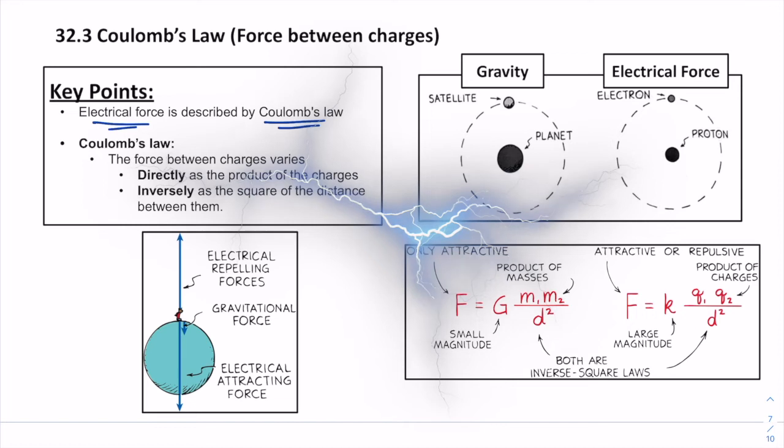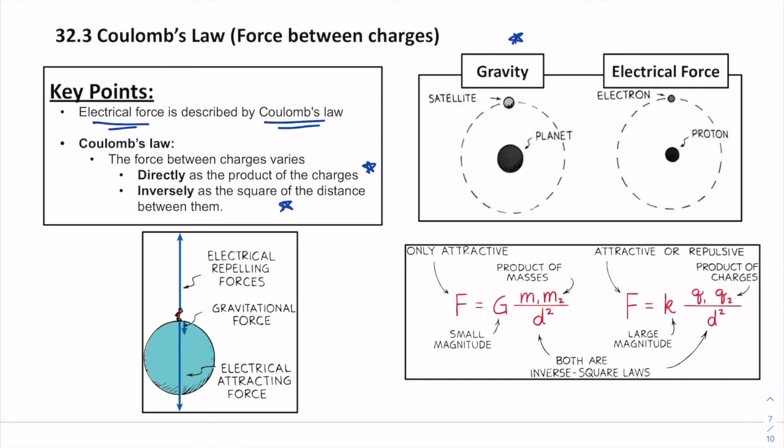In particular, Coulomb's Law states that the force between, say, positive and positive charges, or negative and positive, between any charges, varies directly as the product of the charges, and inversely as the square of the distance between them. What does this mean? Well, electrical force is often compared to gravity. We know gravity to be an attractive force only, right?